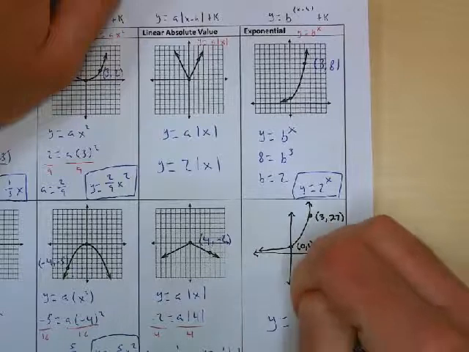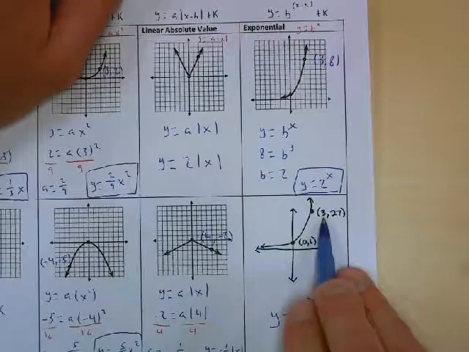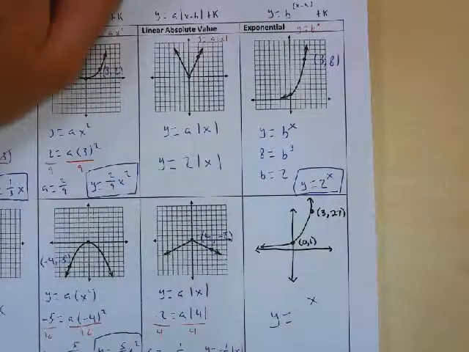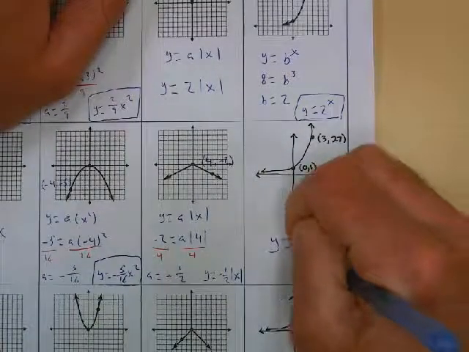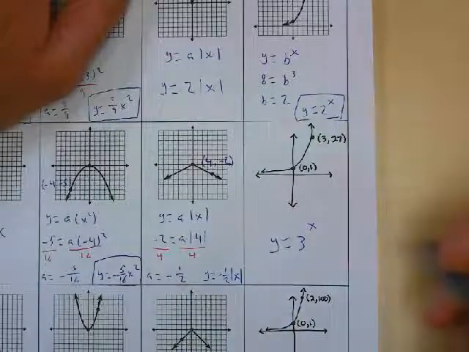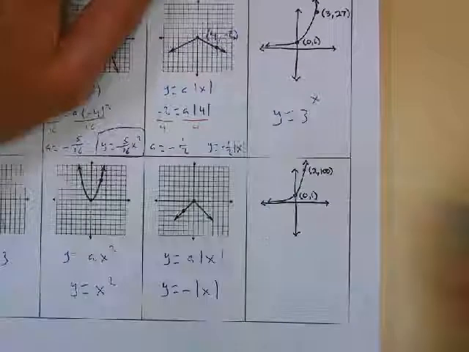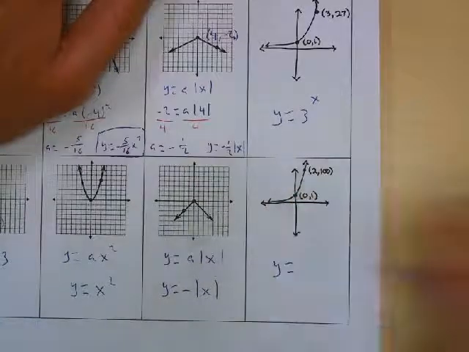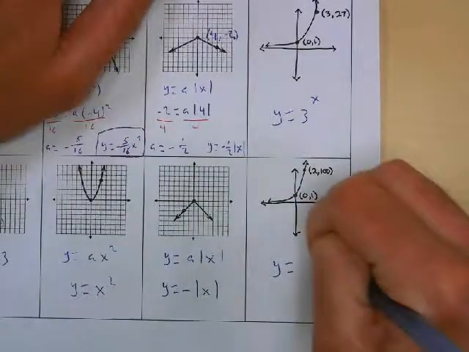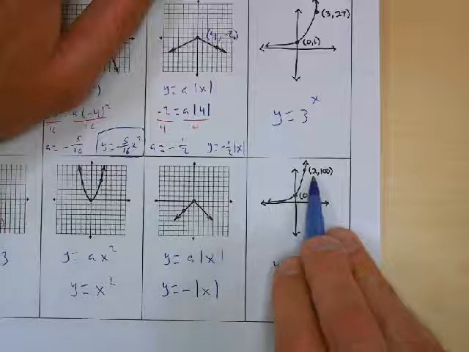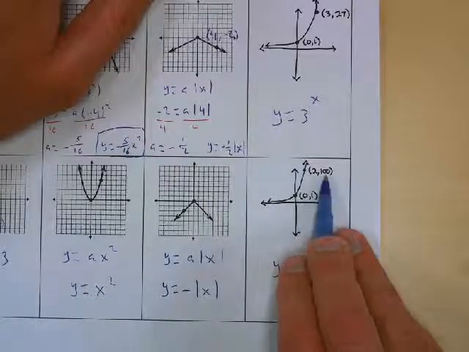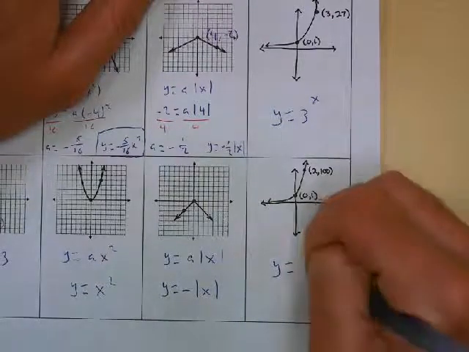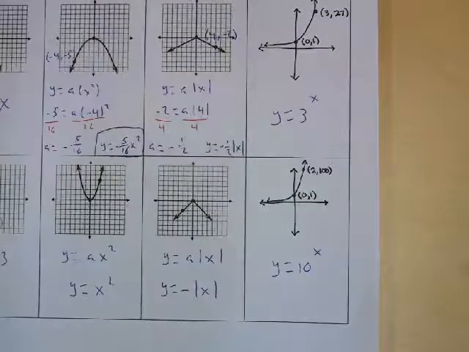How about the next one? Y equals something to the x. Well, what raised to the third power is 27? 3, right? So we know this is just going to be y equals 3 to the x. Okay, what about the next one? So we're going to go kind of fast through these ones. Y equals, and it's going to be something raised to the power of x. Well, what raised to the second power is 100 because the x value is always our exponent. The y value is our answer. So what squared is 100? Well, 10. So this one's just y equals 10 to the x.